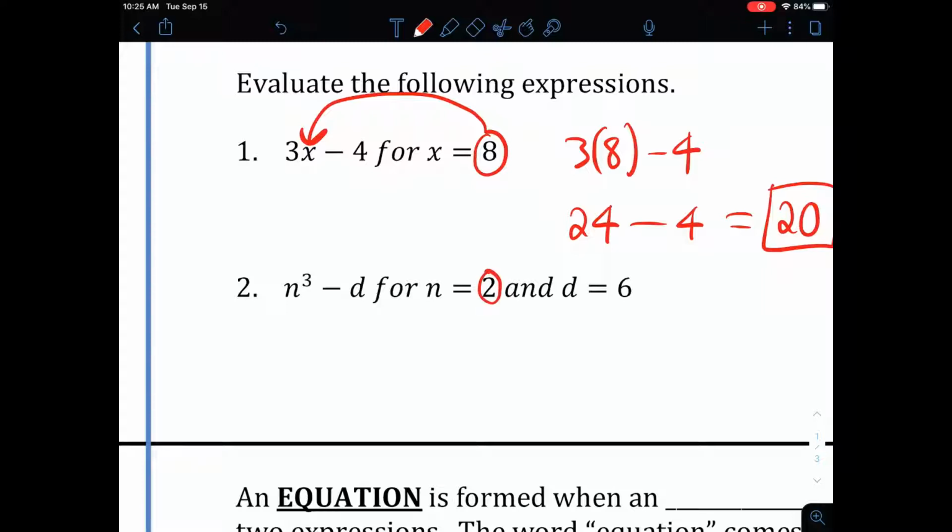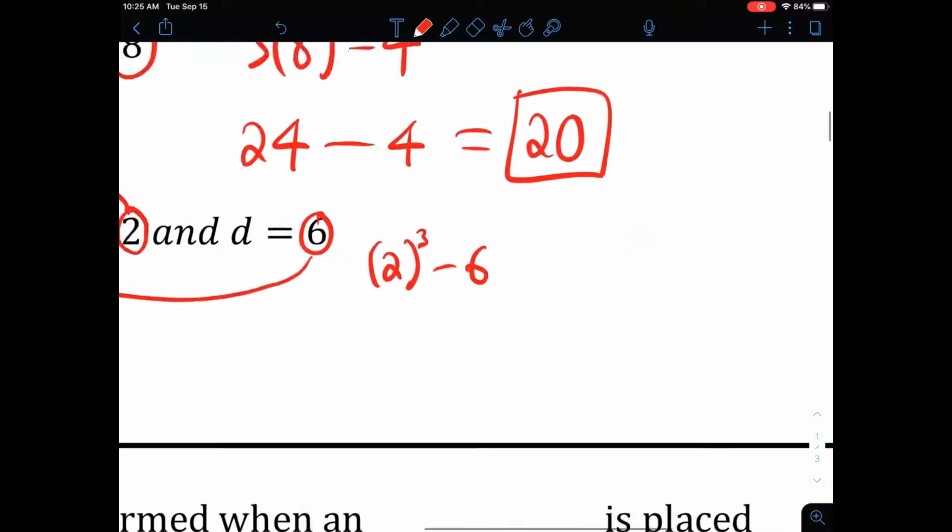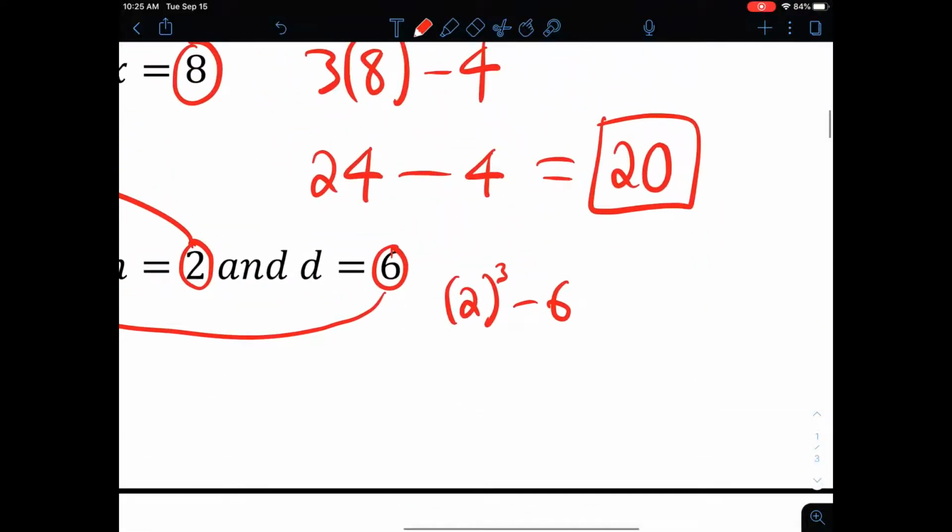Well, we're replacing n with 2 and d with 6. Whenever we plug in stuff with exponents, we're going to put parentheses, so we have (2) to the third, and then minus 6. Now, do we do 2 minus 6 or 2 to the third first? Well, exponents come before subtraction, so what is 2 to the third? Is it 6 or is it 8? Hopefully you said it is 8. It is 2 times 2 times 2, not 2 times 3. And then 8 minus 6 is going to be 2.